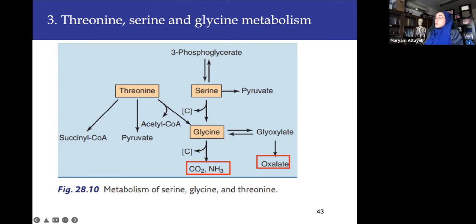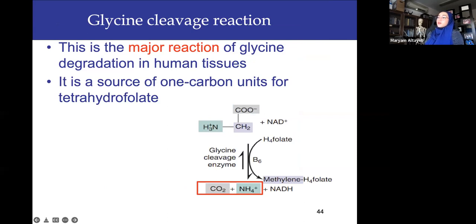And you can also create oxalate. I want you guys to keep this in mind because it's actually very interesting. Oxalate is very important in the body, as we'll see in a second. But very high levels of oxalate, once excreted in urine, are going to bind to calcium, and that's going to create kidney stones, which are very painful. Here you can see the major reaction of glycine is degradation in human tissues, and it is one of the sources of carbon units for tetrahydrofolate. We'll talk about tetrahydrofolate in a second, but glycine is important for restoring the carbon units.